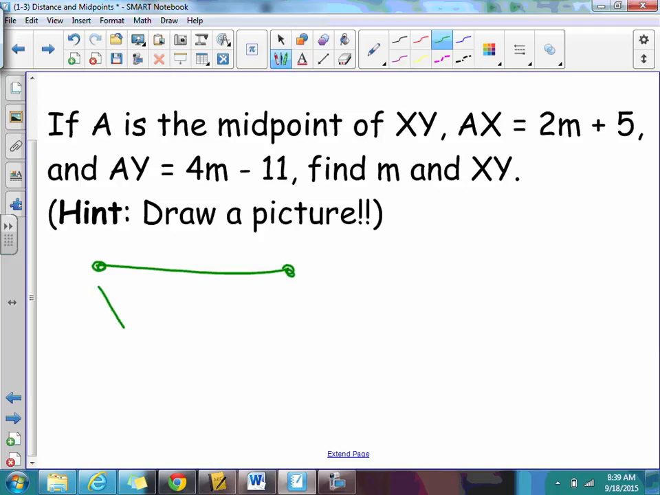XY. M is the midpoint. Remember we said for midpoints, you show it's a midpoint by putting those tick marks. Label XM as 2m plus 5, and MY as 4m minus 11. Once you draw this picture, it should start to make a little more sense. Does anybody know what I would do to figure out what m is?